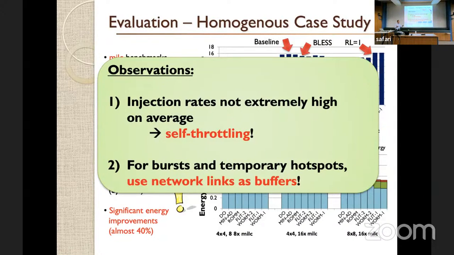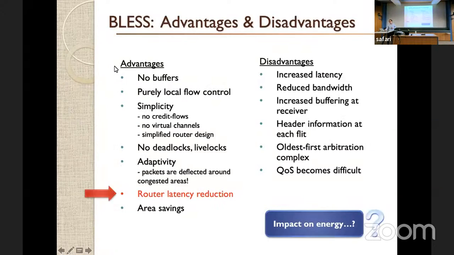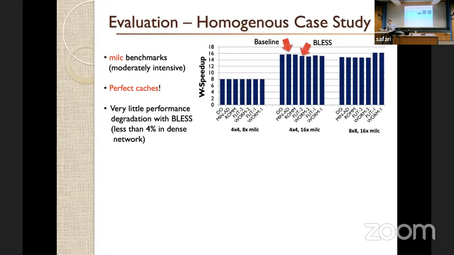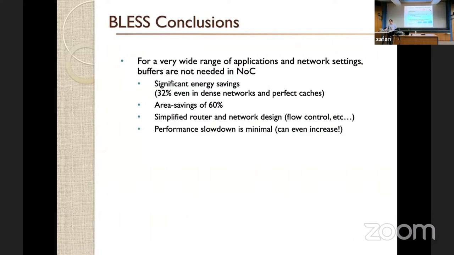The processor stalls. What does that mean? The processor cannot keep injecting forever. Whereas these traffic patterns used in networking in general assume that the source keeps injecting forever, meaning there is no self-throttling effect. So there's a lot of self-throttling going on in a real system. The core stops injecting at some point because it's waiting for responses and doesn't have anything else to go with. We've already discussed this for temporary hotspots: you use network links as buffers to avoid congested areas.